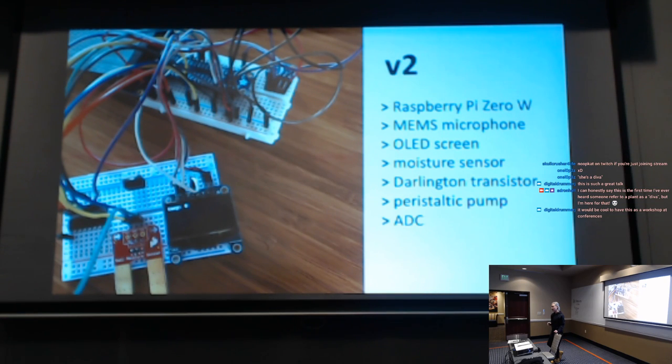But other than that, I basically have a MEMS microphone, which is similar to what is on this board. An OLED screen, which is similar to what's on the board. A moisture sensor, the same one that I was using, clipped on the bottom of this. I have a Darlington transistor and a peristaltic pump together. The transistor is just a switch to turn it on and off, because the pump needs an external power supply. It doesn't have switches, you just send power to it and it turns on. So that's how that's controlled.